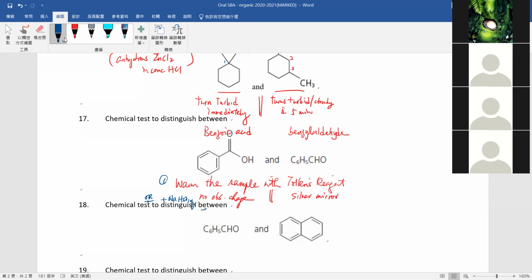for what? Effervescence. And this part, no observable change. That is also possible, okay? How about thinking of a third method? Can you think of a third method? Can anyone think of a third method? Besides using Tollens' reagent, sodium hydrogen carbonate solution, what can you think of?